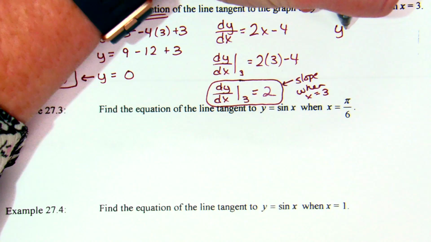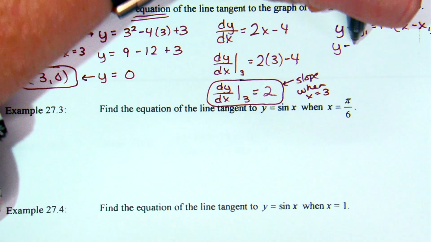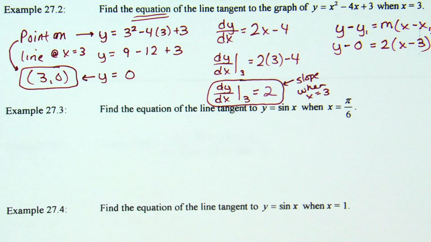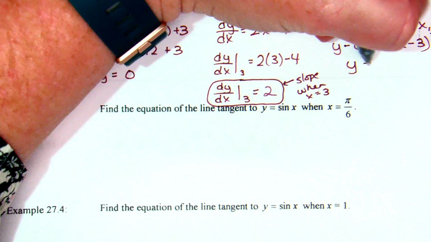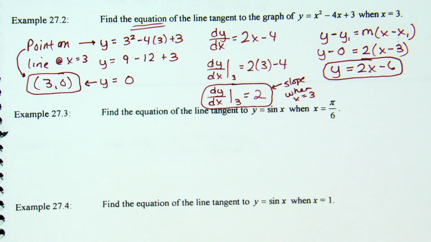So y minus y1 equals m times x minus x1. I'm just going to write it in on this first one. So y minus 0 equals 2 times x minus 3. And what do we have here? Y equals 2x minus 6. That is the equation of the line tangent to the graph when x equals 3.